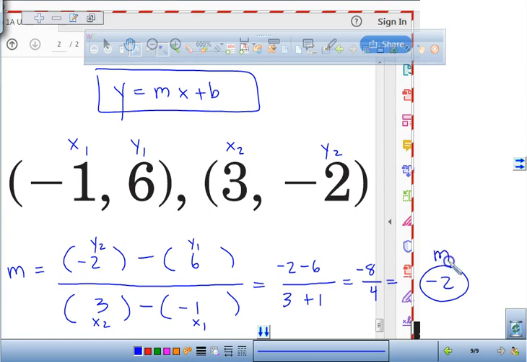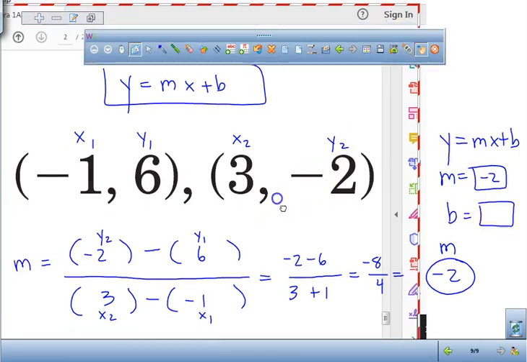Now what does that represent in our problem? That represents our slope. Right now, y equals mx plus b. What do we have already? We already have our slope. Our slope is a -2. What's the only other thing we have to find? The b value. Okay? So right now, we have to find our b value.